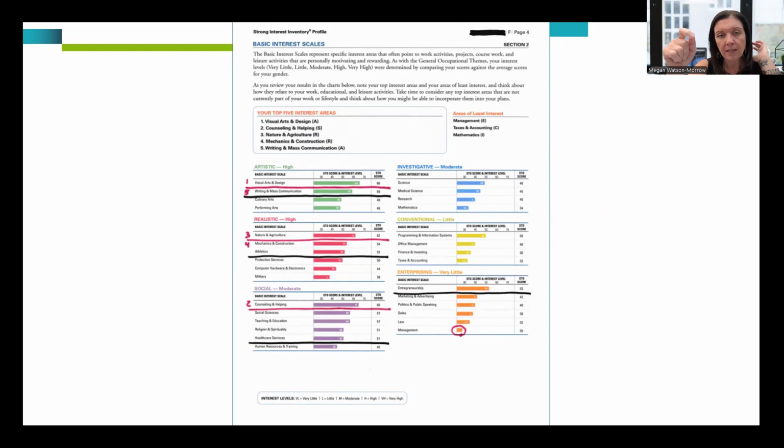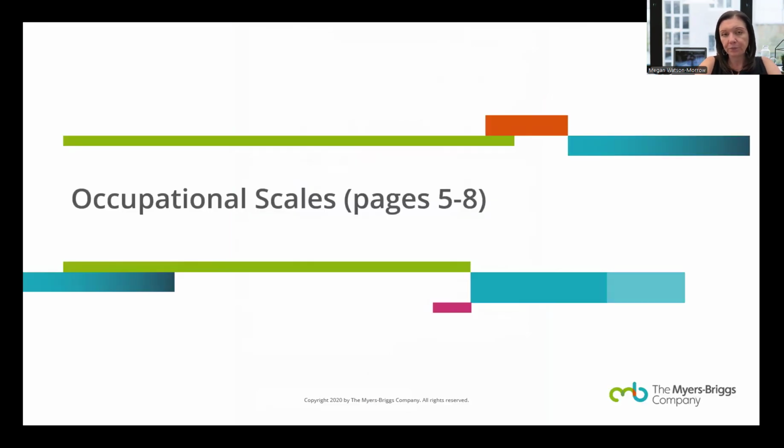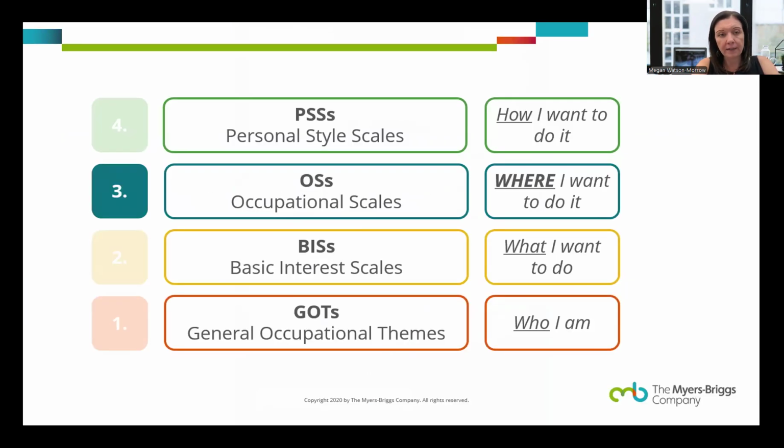That's the what. That's the kind of jobs, or the kind of industries, if you will, that will go along really well with your particular theme, like how you answered these questions. If you put effort into it, they're pretty accurate. So that's the what. Now let's talk about the where.